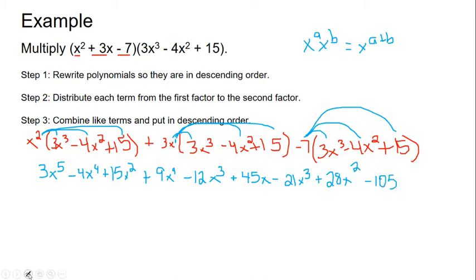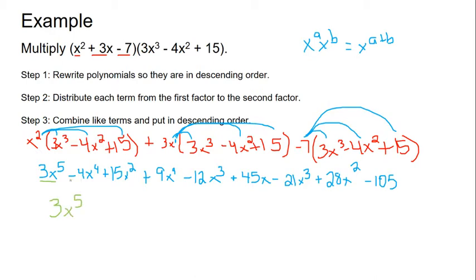So now our last step is we need to combine like terms. So we have our first term is 3x to the 5th. Well, there's no other 3x to the 5th. So I'm going to write 3x to the 5th.